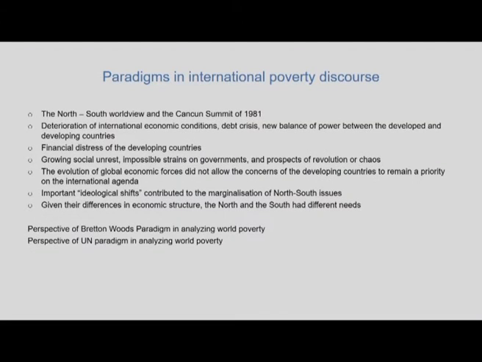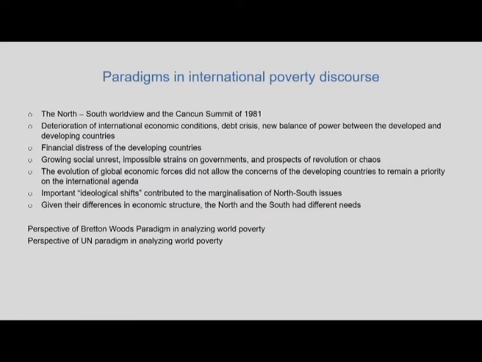So what happened in the 1980s was that a new balance of power developed between the developed and the developing countries. There was a deterioration of international economic conditions, the debt crisis intensified, and financial distress in the developing countries intensified, which gave rise to a lot of social unrest, and there was a lot of strain on governments of developing countries, and there were prospects of revolution or chaos as well.